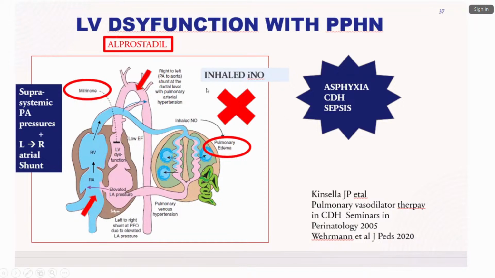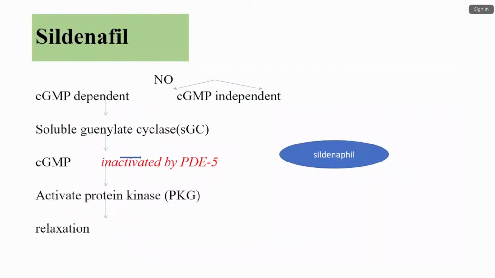In this scenario, INO is contraindicated because INO is a selective pulmonary vasodilator. So if we give INO, this will cause more blood flow to the pulmonary artery. This will in turn lead to increased pulmonary blood flow to the left atrium and finally to the left ventricle. And the left ventricle is already dysfunctional, so this will cause overpressure to the left ventricle, which is already damaged. That's why inhaled INO is contraindicated in LV dysfunction.